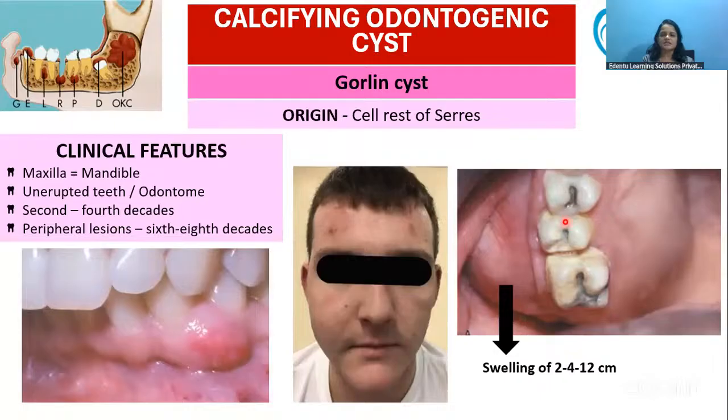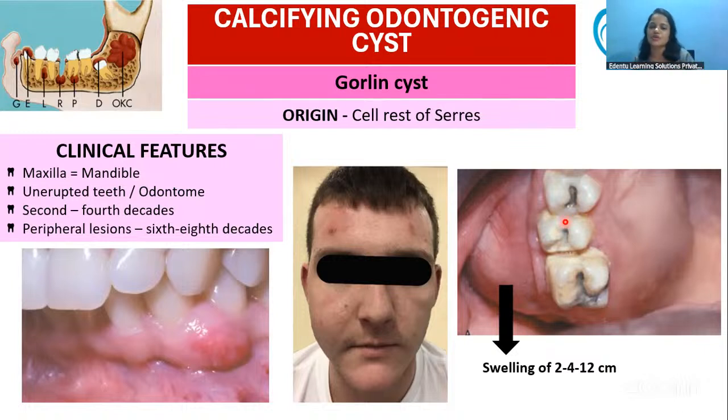Yes. Next is the calcifying odontogenic cyst, which is also called the Gorlin cyst. Do not get confused between Gorlin syndrome and Gorlin cyst. Gorlin cyst is calcifying odontogenic cyst, and Gorlin syndrome is nevoid basal cell carcinoma syndrome, which we had already discussed.